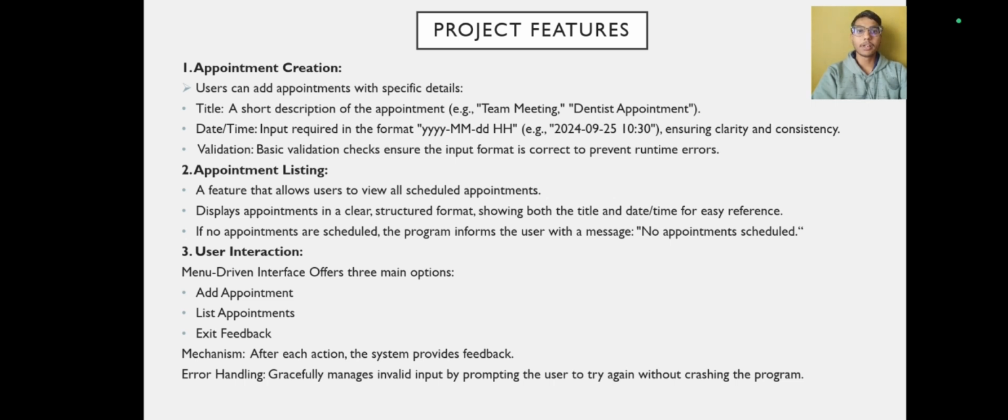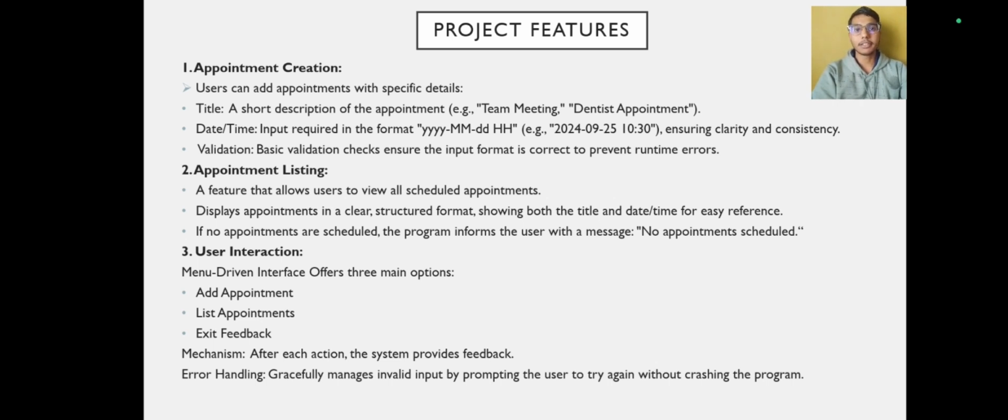Date and time: input is required in a specified format, year, month and date, hour and minute to be mentioned. For example 2024, 9:25 and 10:30, ensuring the clarity and consistency of the program. And the validation: basic validation checks ensure the input format is correct to prevent runtime errors.